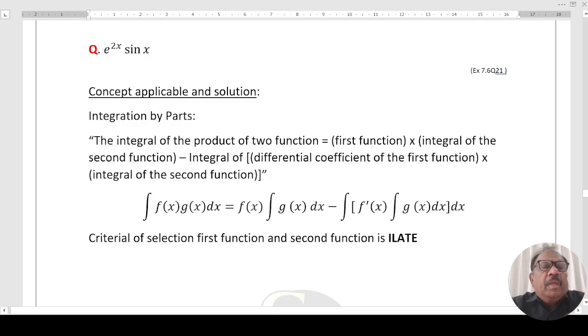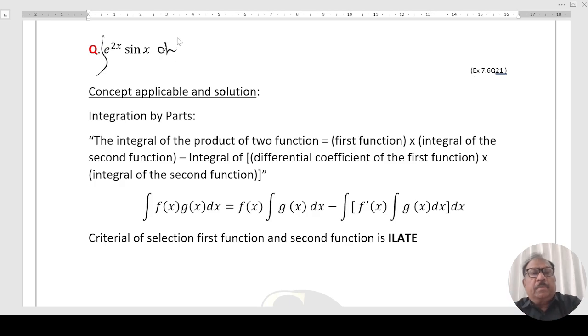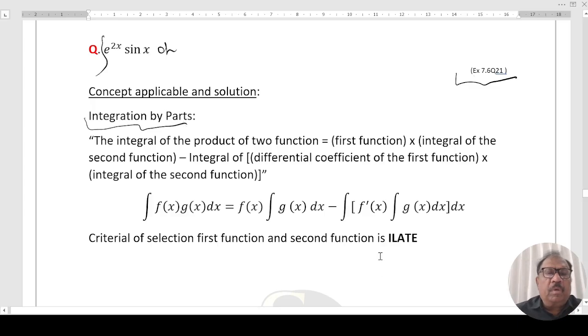Question is integrate e की पावर 2x sin x. Question is taken from NCERT Exercise 7.6. Concept application by parts. By parts is applicable when there are two functions, product of two functions, substitution is not possible.